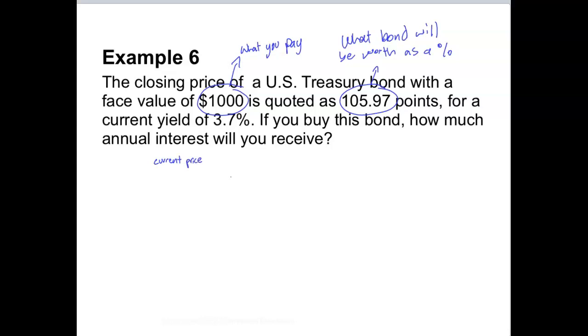And so we can just use that to calculate. It's going to be worth 105.97% of its face value, so of $1,000. Which, if we convert that to a decimal, it's 1.0597 times 1,000. Which is just $1,059.70. All right, so this we call its current price.